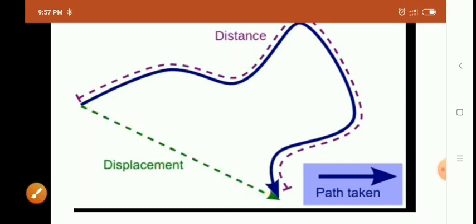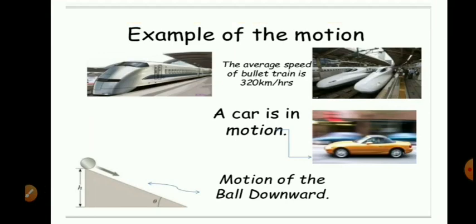I hope you all are clear about distance and displacement. So let me move on to some examples of motion. You can see bullet trains, a car, a ball, a person, anything which can change its position with respect to time is in motion.